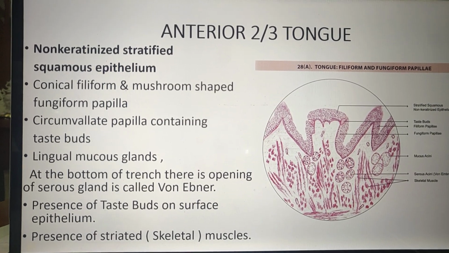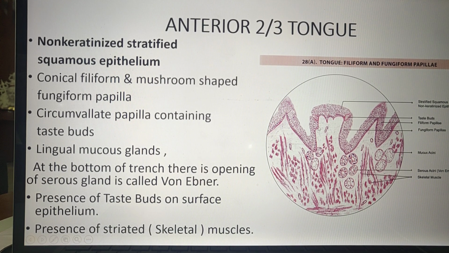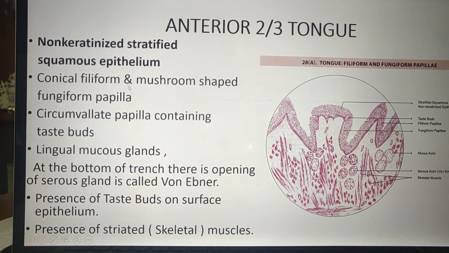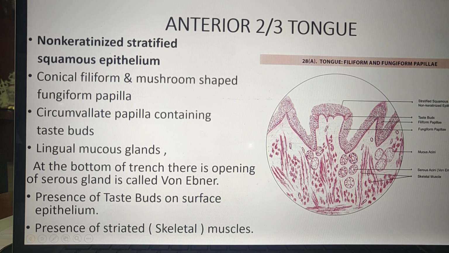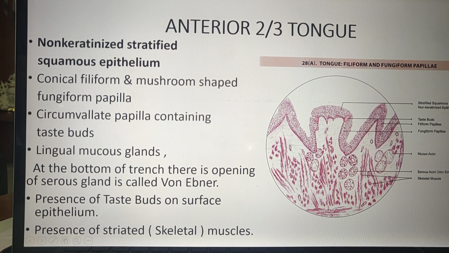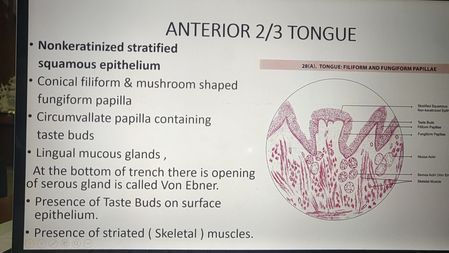Slide of the tongue, which is lined by non-keratinized stratified squamous epithelium. There are conical and mushroom-shaped papillae: the conical, narrow one is the filiform papilla, and this broad, mushroom-shaped one is the fungiform papilla. Basically, inside the stratified squamous epithelium there is the presence of taste buds, which is the main identification, as well as fungiform and filiform papillae.